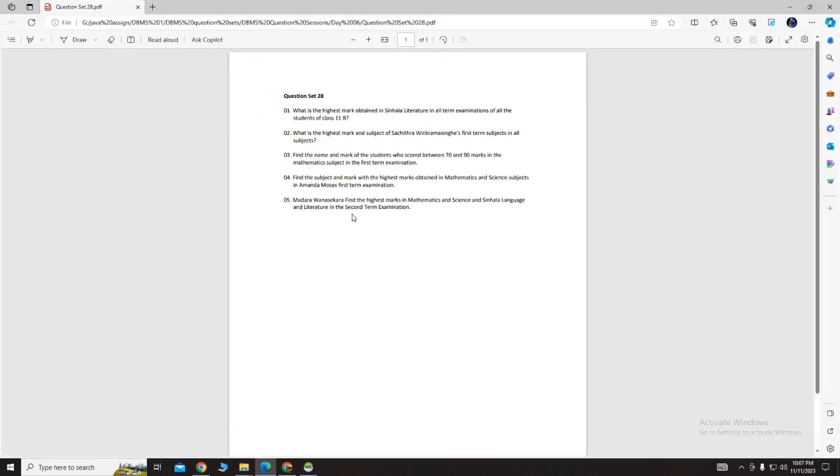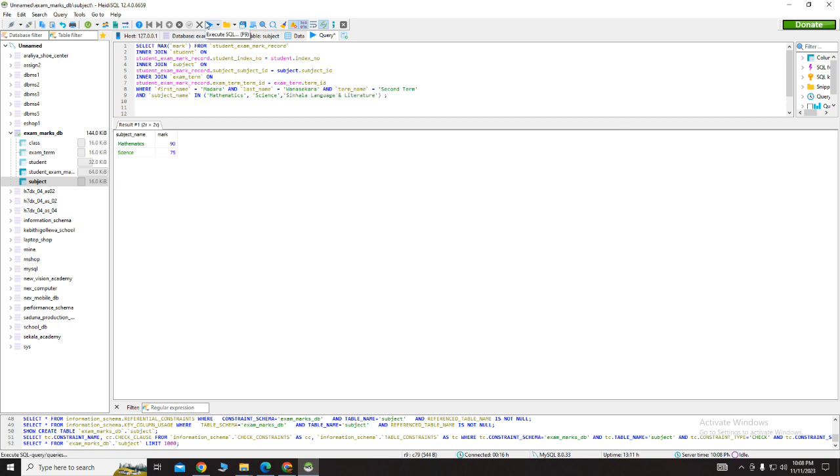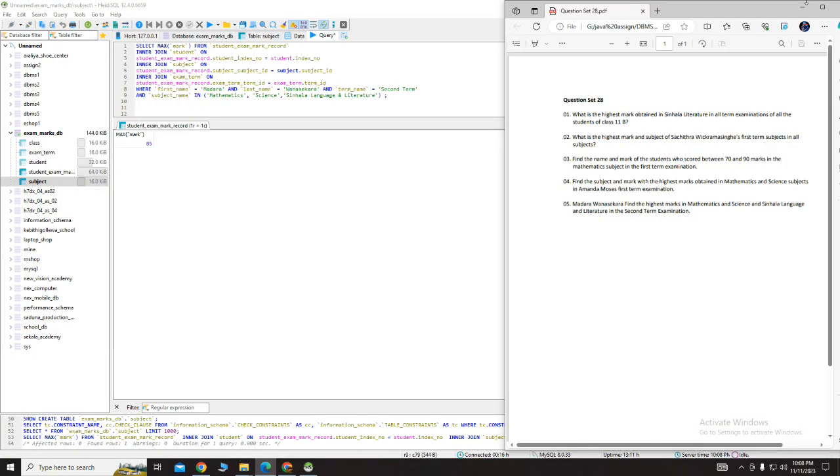For the fifth question, Madara Wanasekara, find the highest marks in mathematics, science and Sinhala language and literature subjects in the second term examination. The fifth question is quite similar to our previous question. In this one they say to find the highest mark. So we have given select max marks, using the max function to find the highest marks, and like previously, we inner joined the student exam mark record table with the student, subject and exam term tables.